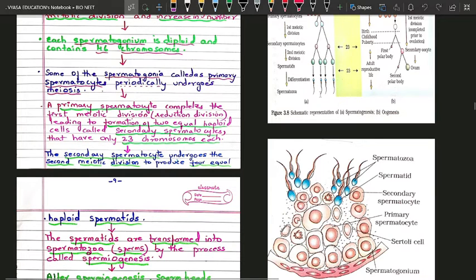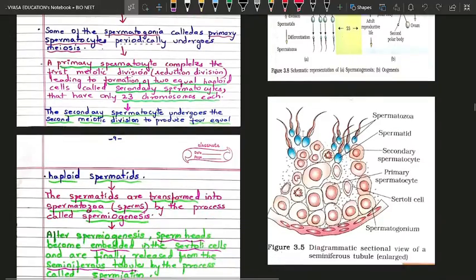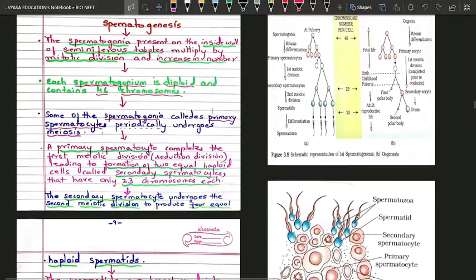So this is the way you have to write this. Everything you have to mention. It can be given for written also. It can be given in the form of a diagram also.